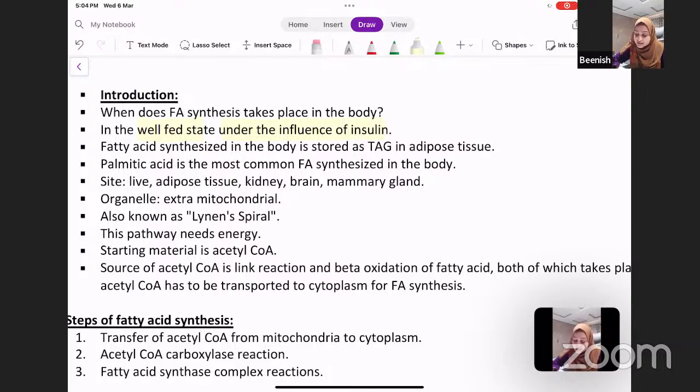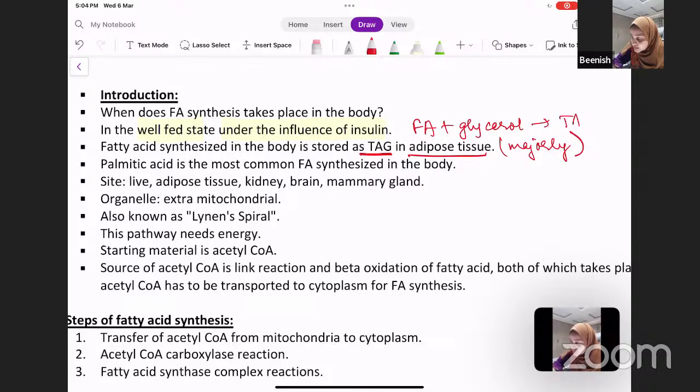A fatty acid is synthesized in the body and is stored as TAG in adipose tissue. TAG is triacylglycerol. So your fatty acid is majorly stored in adipose tissue; that is, your fatty acid combines with glycerol to form TAG, that is triacylglycerol. Palmitic acid is the most common fatty acid synthesized in the body.